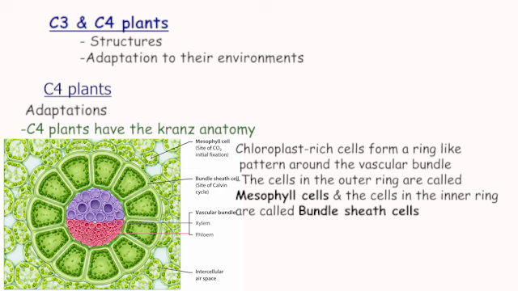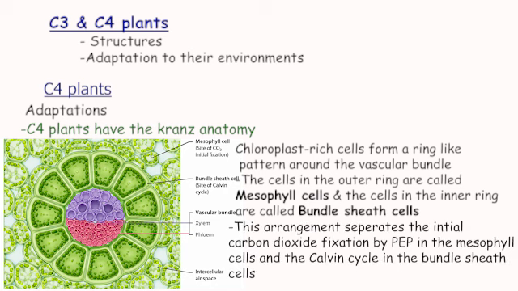So, what you need to know from here is that structure determines photosynthetic efficiency and productivity. The difference in structure in C4 plants is what gives them the edge over C3 plants. Now this Kranz anatomy in C4 plants gives them the edge over C3 plants in hot and dry environments.